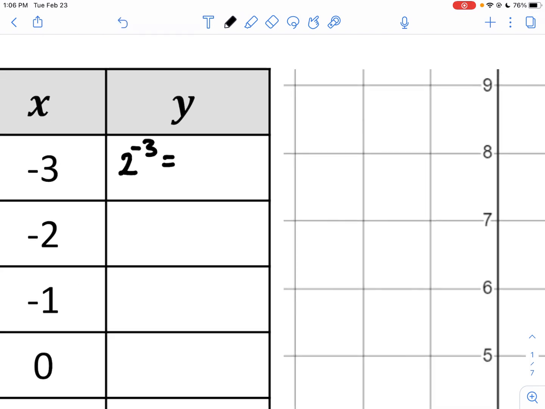And that simply means to do the reciprocal of the base. The base is 2, so the reciprocal of the base is 1/2, and raise that to the positive third power. And a half times a half times a half will be 1/8.